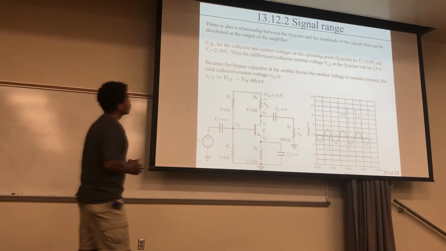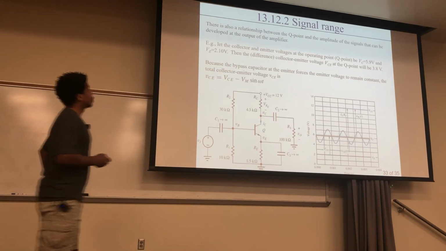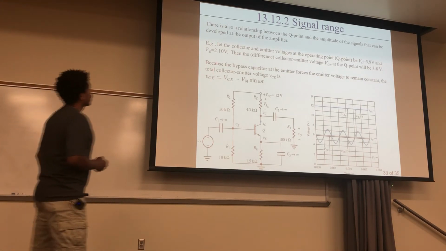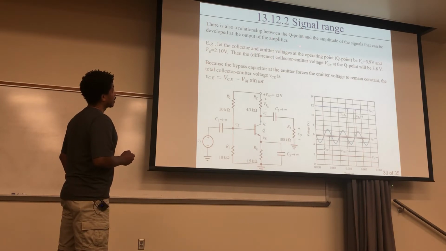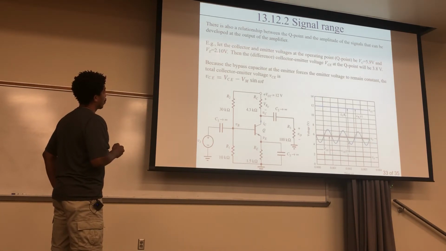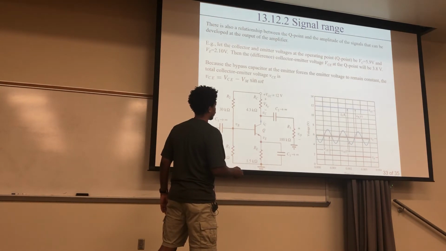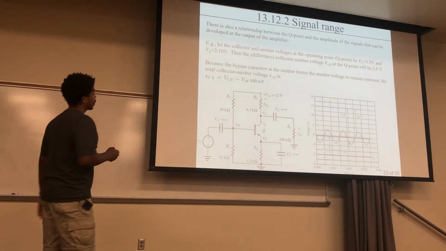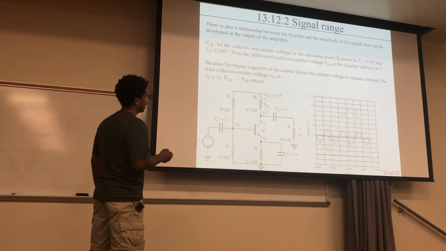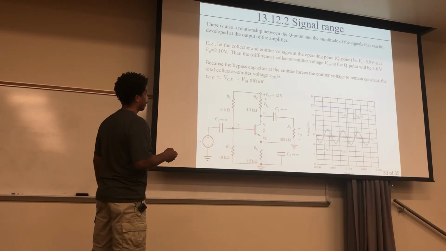Okay, so the last section of this chapter is signal range. There's also a relationship between the Q point and the amplitude of the signals that can be developed at the output of the amplifier. So for example, let's let the collector and emitter voltages at the operating point, or Q point, be 5.9 volts and 2.1 volts. So we're talking about 5.9 right here and this 2.1 right here. Then the difference, the collector emitter voltage VCE at the Q point, will be about 3.8.